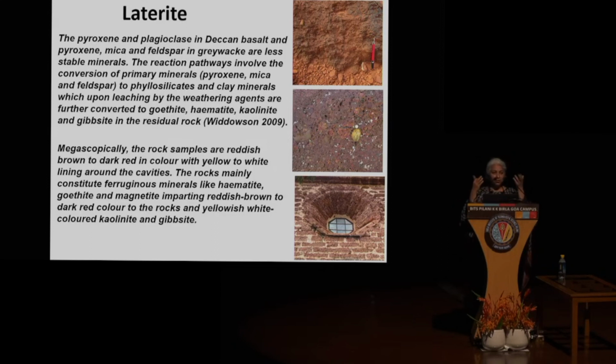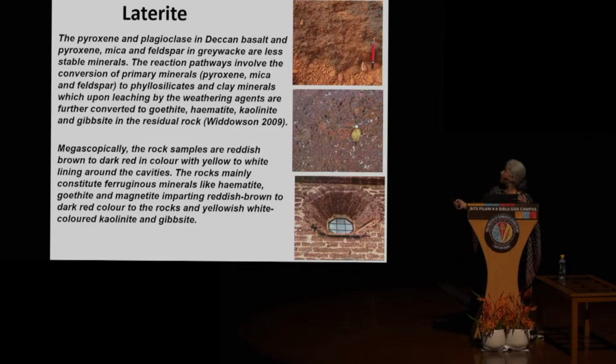Megascopically, like what we see through the eye, the samples are reddish brown to dark red in color, so we can see the coloration. And the rocks mainly constitute ferruginous minerals, again goethite, hematite, imparting reddish brown to dark red color to the rocks, and yellowish white color because of the kaolin and gibbsite, which are alumina rich. So the best laterites, which are used for building purposes, are iron rich, which are found along the Western Ghats.